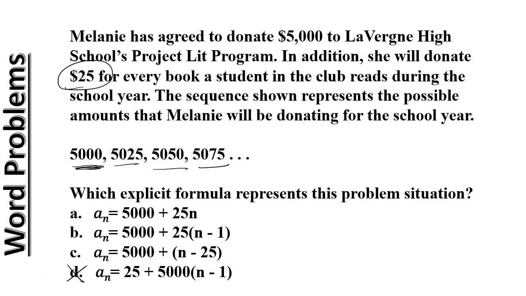So my common difference is going to be plus 25. So I can get rid of C because it doesn't have plus 25. And then I have to remember that it's always 25 times n minus 1. So I would get B. So you're doing the same thing we've been doing, it's just applying it to a word problem.